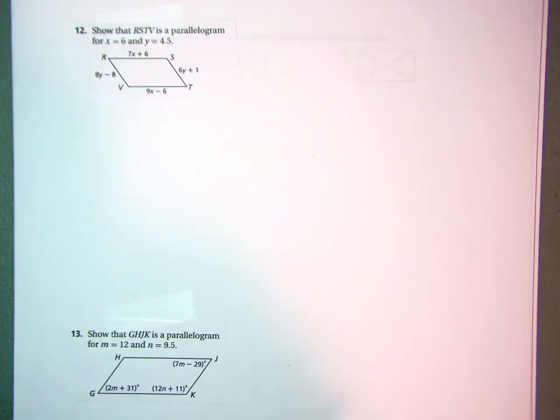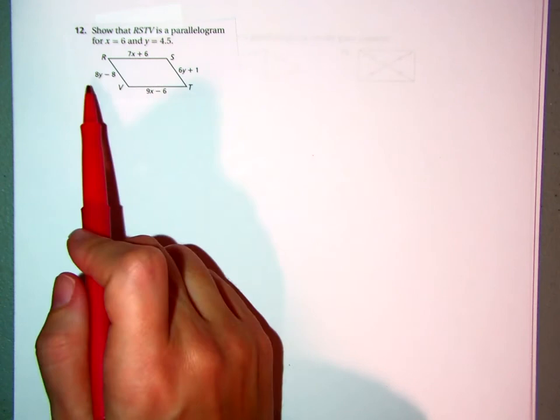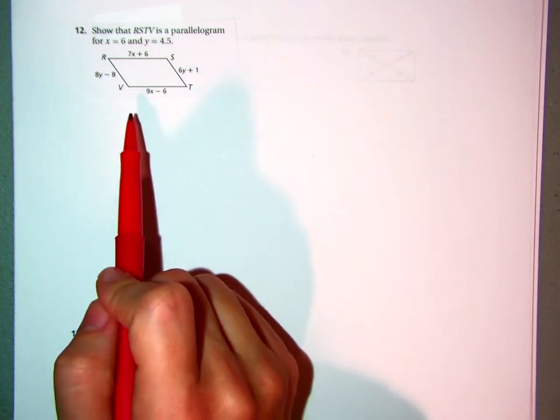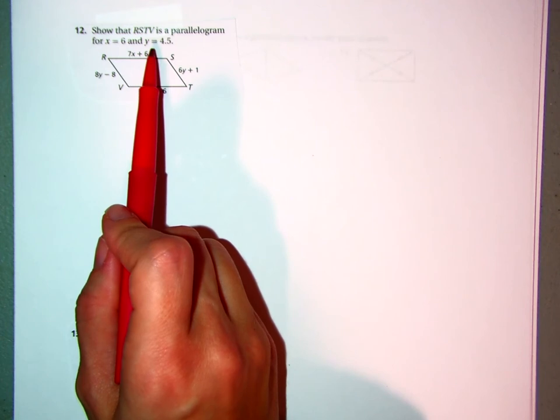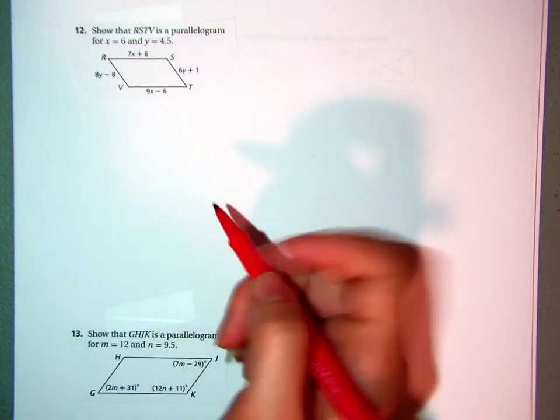Number 12 says, show that RSTV is a parallelogram for when x is 6 and y is equal to 4.5. Look at the information that they gave to you. They only gave you side lengths, so we need to be working with side lengths. If it's a parallelogram, what we know about the sides is that the opposite sides are going to be the same. So we're going to show that the opposite sides, when we plug in x equals 6 and substitute in y equals 4.5, are going to be the same.